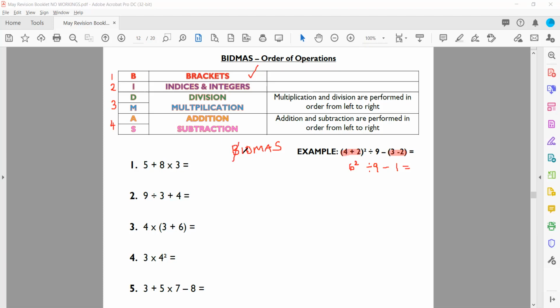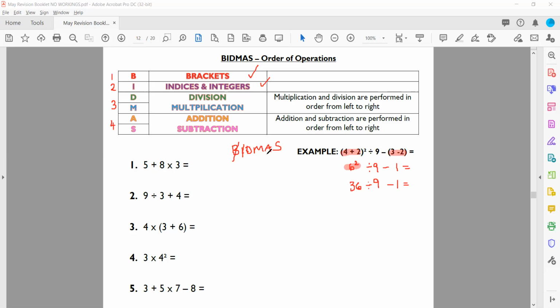Now, the next thing I need to look at are indices, and I have those here. So I would do 6 squared, first of all. So this becomes 36, divided by 9, minus 1. So I've dealt with my indices.